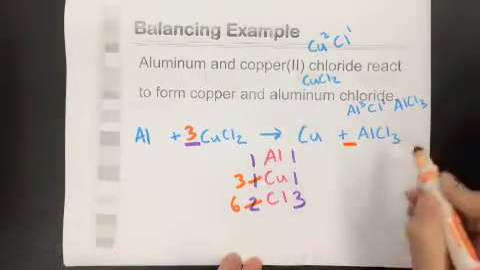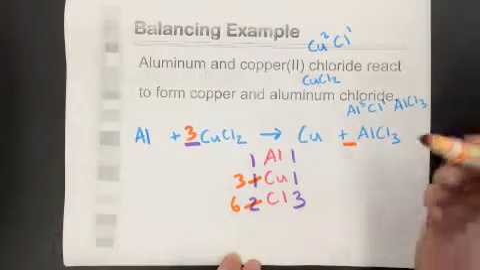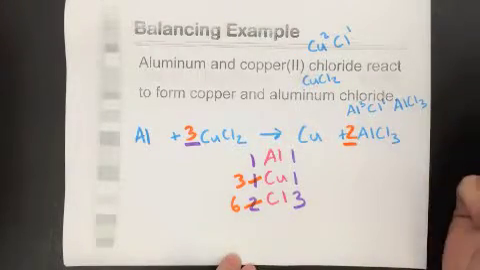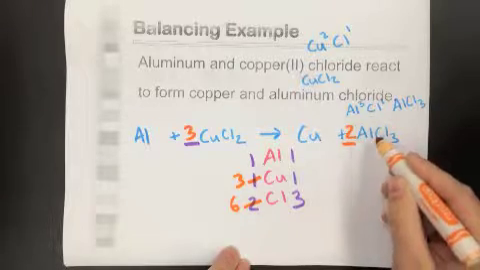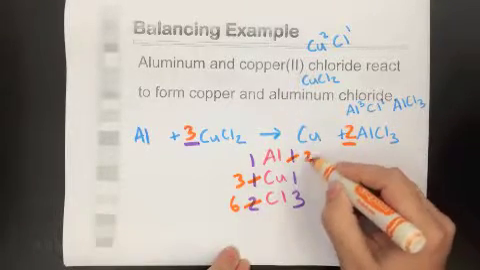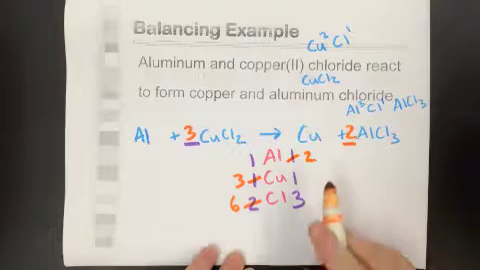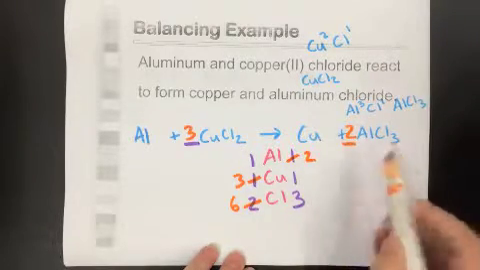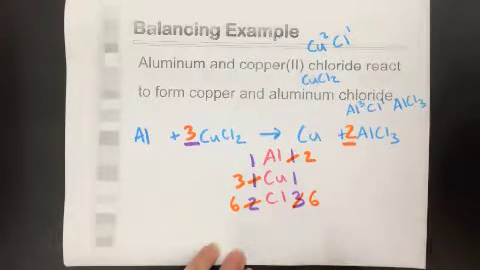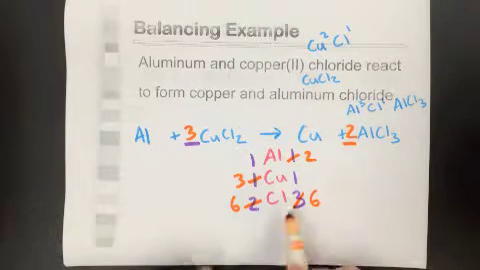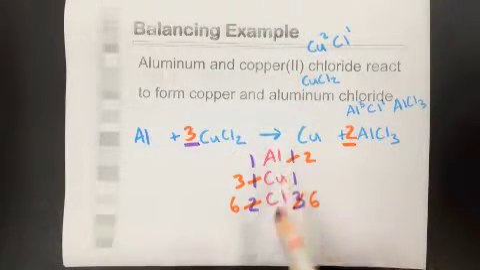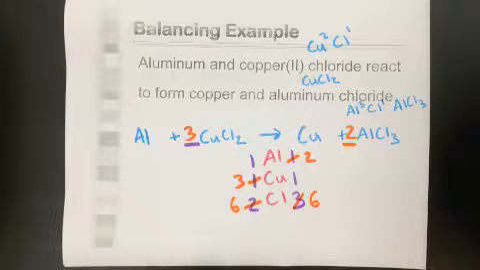So what times 3 equals 6? And your answer should be 2 there. So when you do that, we now get 2 times 1 for the aluminums. So now we have 2 aluminums. And then for the chlorines, we get 2 times 3, which is 6 chlorines. So our chlorines are good. Now, in the process of fixing our chlorines, we now mess up our aluminums and copper. So go back to the top and work your way through.